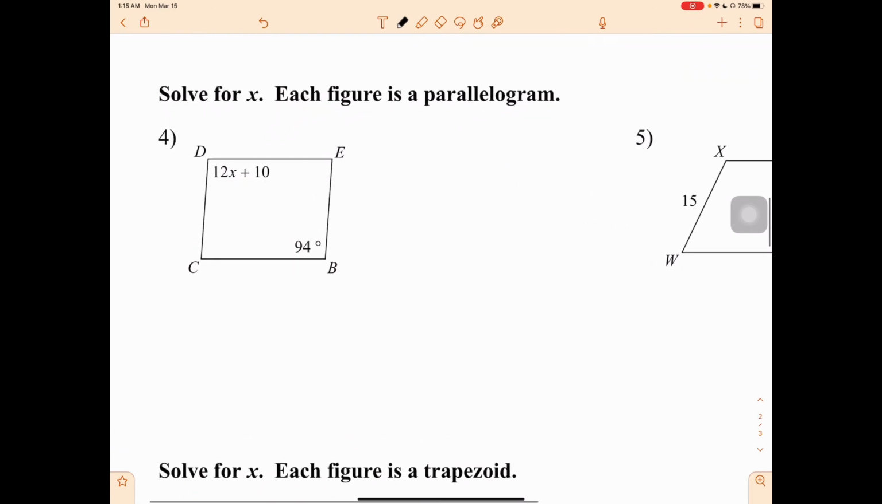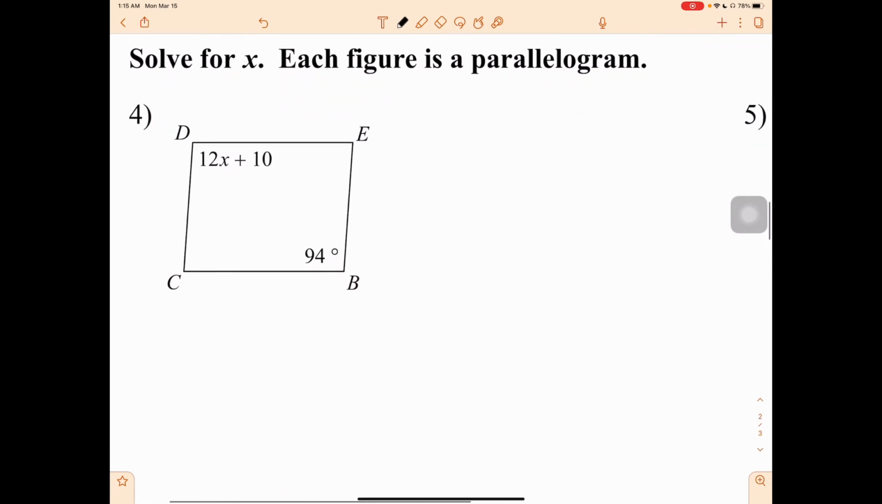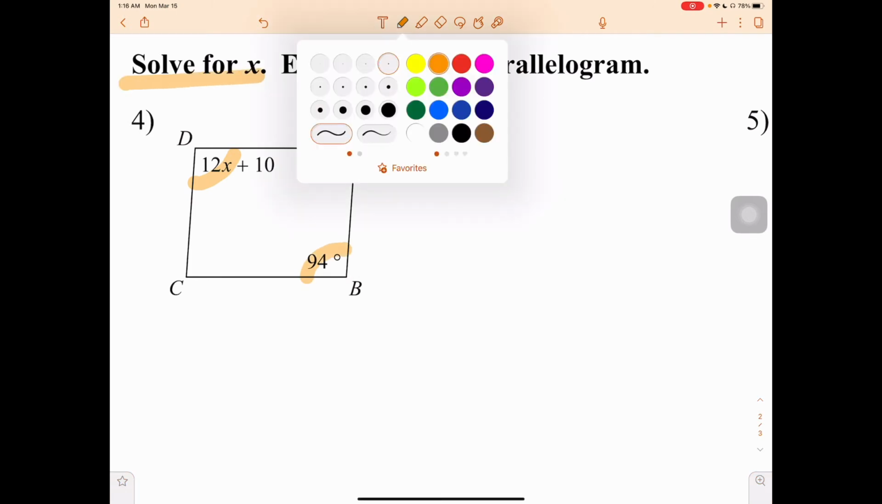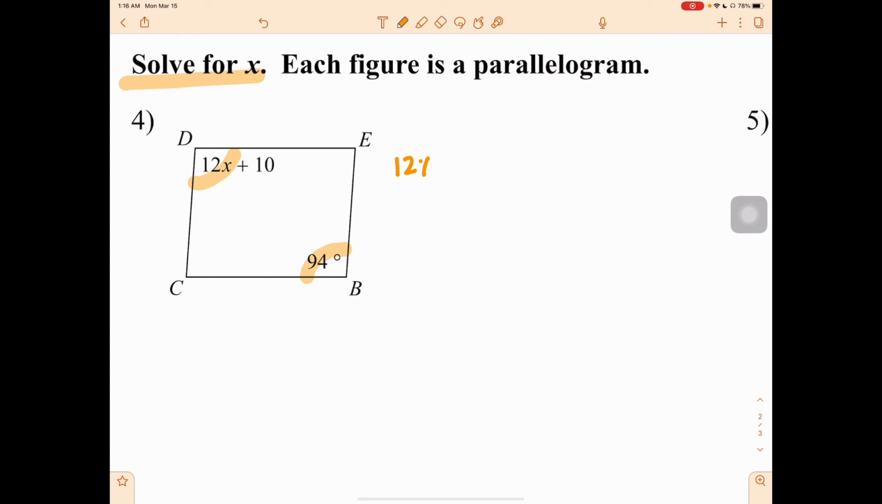Okay, so solve for x, each figure is a parallelogram. Well, this is on your, I believe it was the Chapter 7 study guide. So with the parallelogram, we know that the opposite angles are equal. We also know that if C and D, those two add up to 180, and just like E and B would add up to 180, and D and B are equal. So if we know that angle D equals angle B, and we're asked to solve for x, we can set up an equation, 12x plus 10 equals 94.